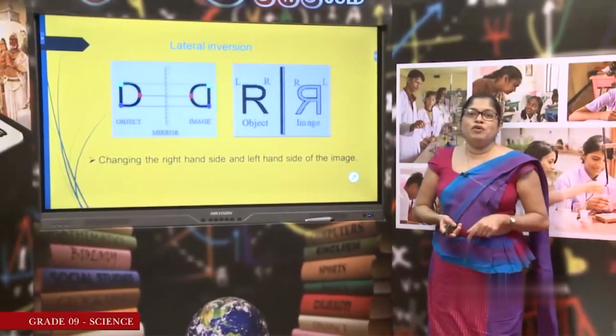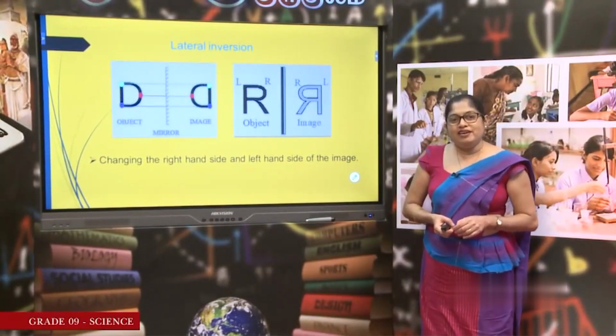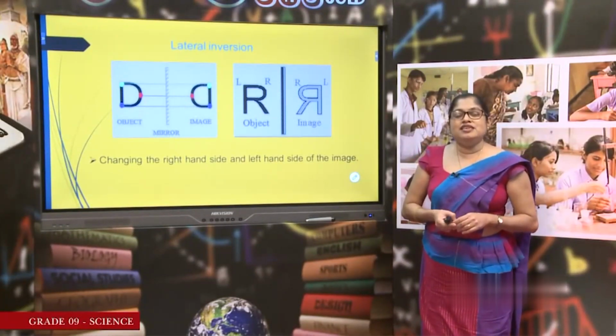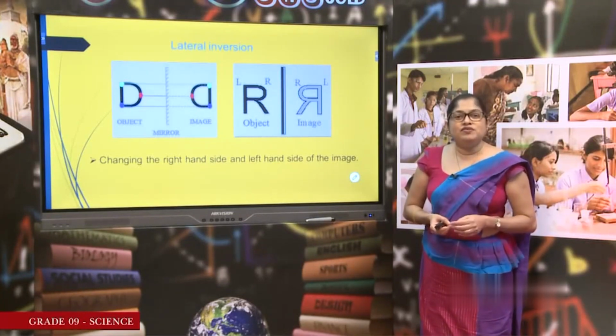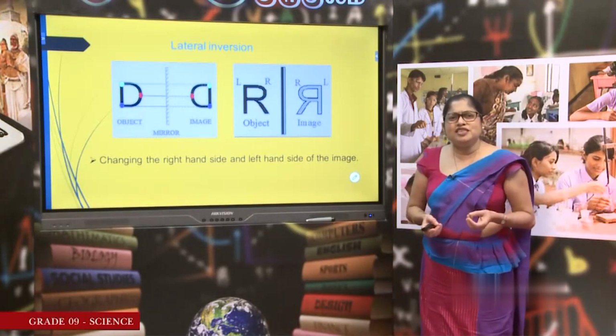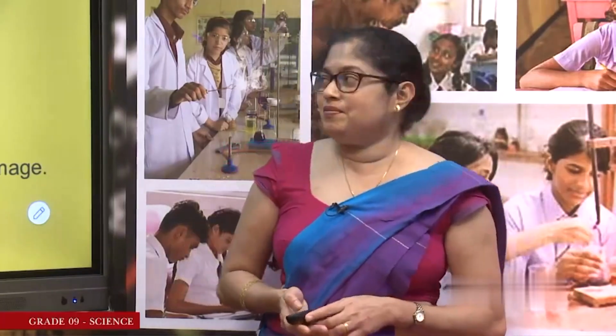I will give you a small activity. At home, you can find other letters in the English alphabet where you can observe lateral inversion. There is a reason for me to tell you like this. All the letters in the English alphabet, you cannot see lateral inversion. Do it and find it out.